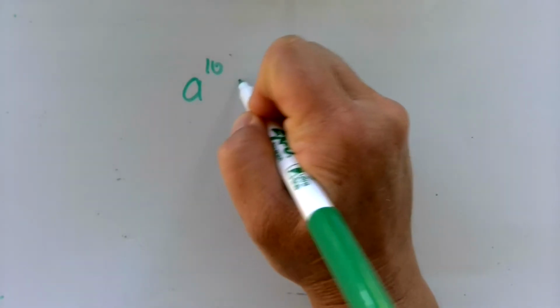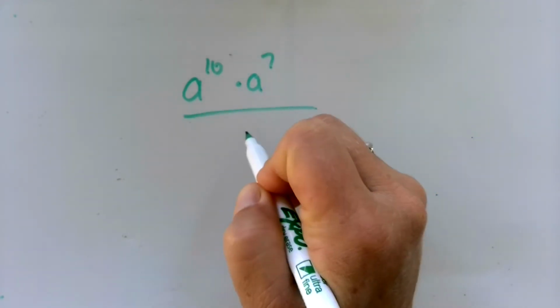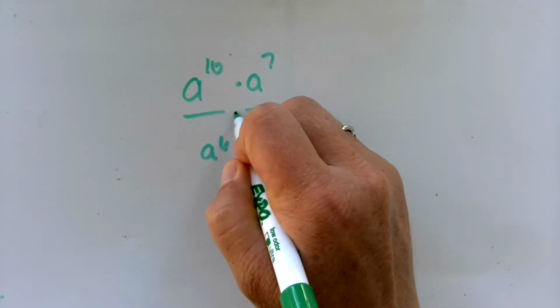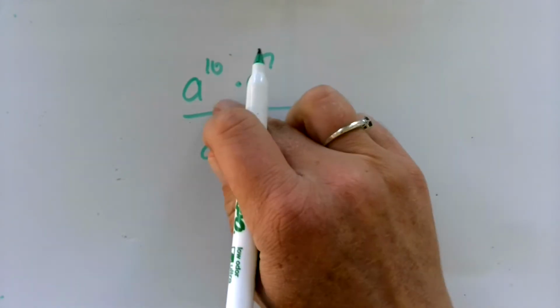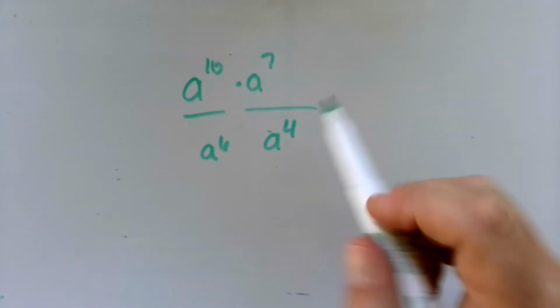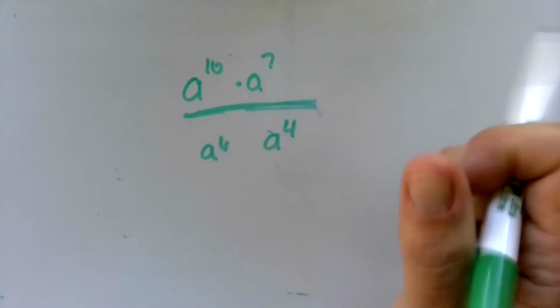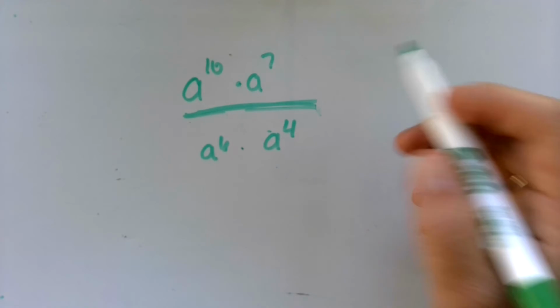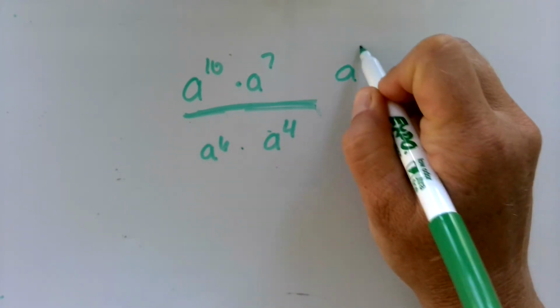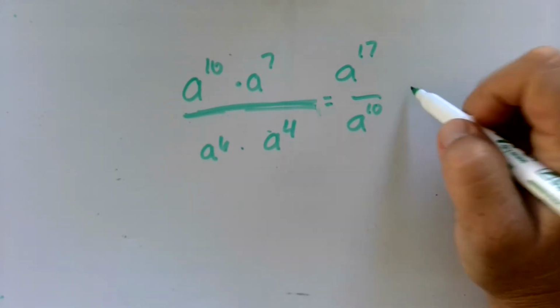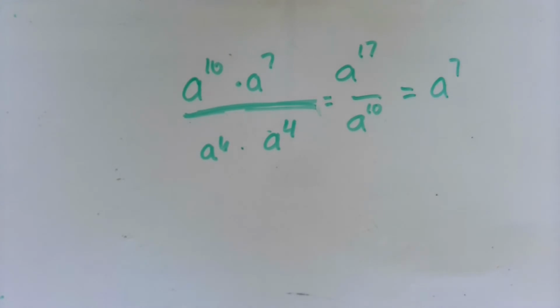So we're going to try that one more time with a variable here. We have a to the 10th times a to the 7th over, actually it's going to be divided here, a to the 6th times a to the 4th. Okay, now the thing to remember is when you multiply, you're going to multiply straight across, right? So you could almost make this line and go straight across and deal with the multiplication up there and the multiplication down there. So let's see. We're going to have a to the 17th over a to the 10th. Then we're going to subtract those exponents and end up with a to the 7th. So I hope you guys are seeing this pattern. I hope you're seeing that it's pretty easy.